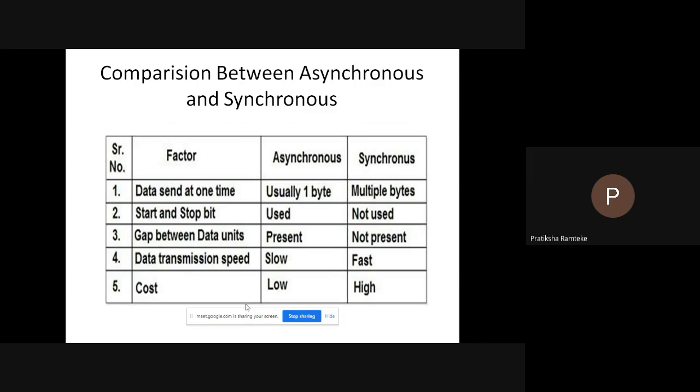Data transmission speed: in asynchronous, the data transmission speed is slow, and in synchronous, the transmission speed is fast as compared to asynchronous, because they don't use any extra bits and there is no gap in the data. That's why the speed of that transmission is faster as compared to asynchronous. The cost of asynchronous is low, and the cost of synchronous is high. So these are the transmission modes. Thank you.